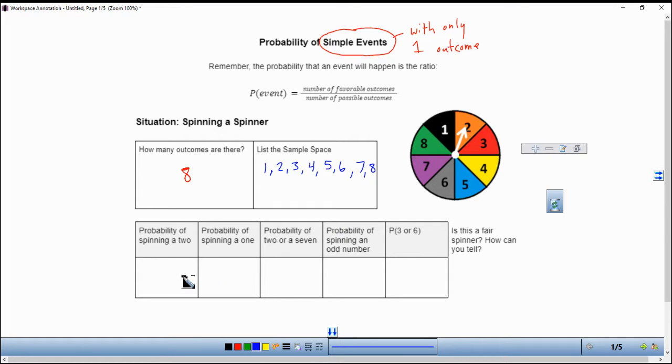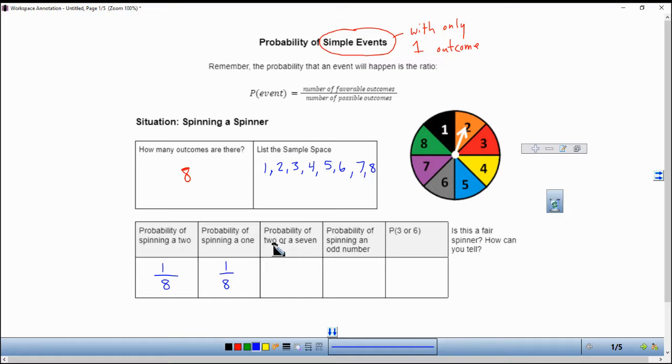All right, so let's look at some different probabilities that we can think about in terms of this particular spinner. It says the probability of spinning a 2. Well, how many 2s are there? There's 1 two. And how many possible outcomes are there? There's 8. So the probability of spinning a 2 would be 1 out of 8. Probability of spinning a 1. Well, each one of these spaces is equally sized, so the probability of spinning a 1 would be the same as spinning a 2: 1 out of 8.